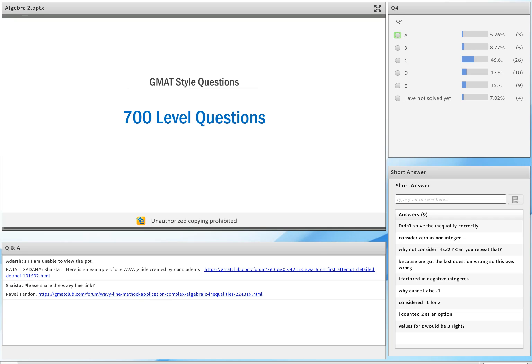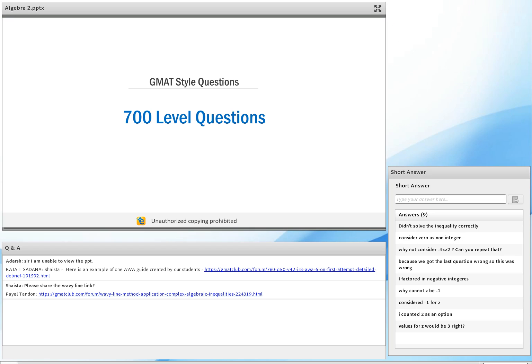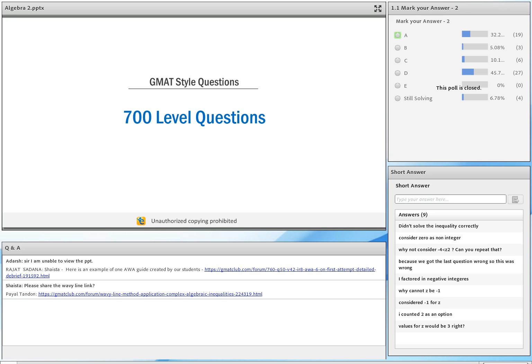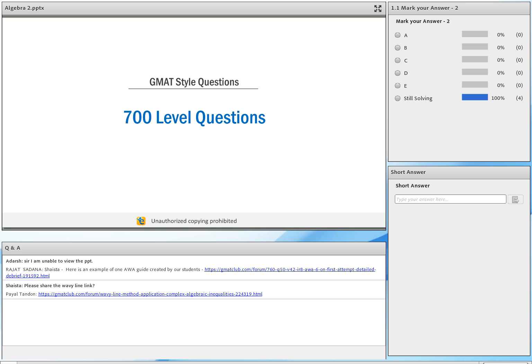Now, with all of this already done, let's move on to solving 700 level questions correctly. Again, we are going to be applying the same concepts but on a little bit more difficult questions. Let's click on still solving, please. For those of you who still have questions with regards to questions 3 and 4, please put them in the Q&A pod so that Ashutosh can respond to those.